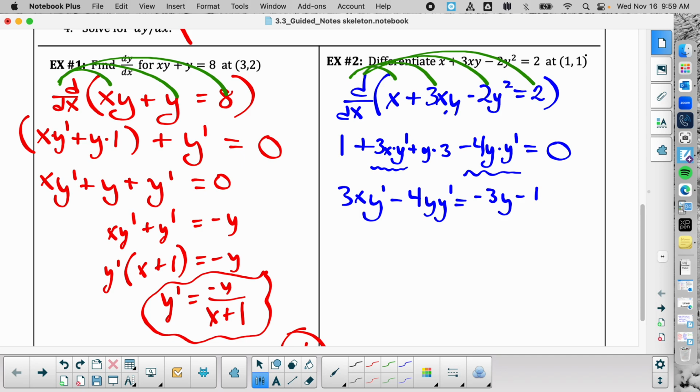When we're solving for y prime, we have to have only one of them. So the way that you get one of them is you factor it out. So this would be 3x minus 4y y prime equals negative 3y minus 1. What you're going to find that's really annoying on multiple choice answers for implicit differentiation is this information can be written tons of ways. Like this, that's correct.